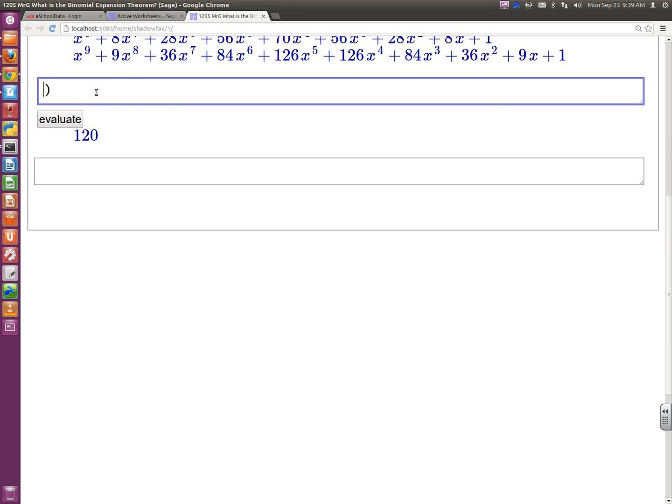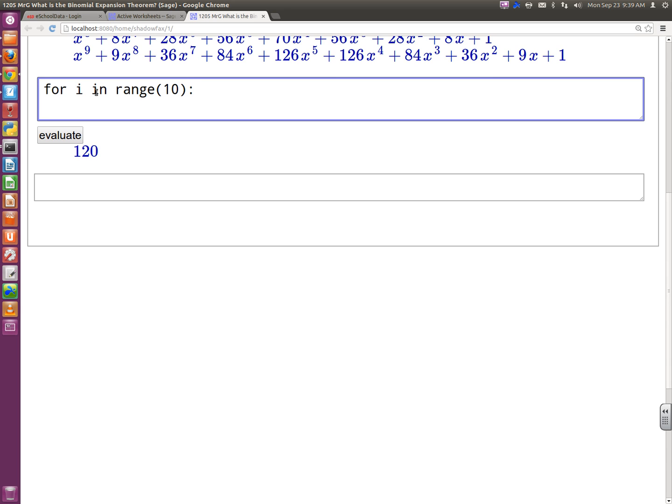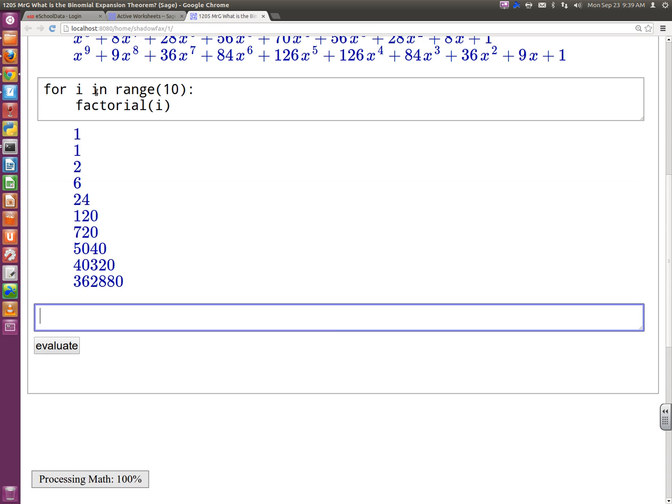So, let me get rid of that. How about for i in range(10)? What are the i values? Range 10 means 0 to 9, integers, right? So let me just print out the factorials of i. There they are. Notice it started with 0 factorial, right? Because range 10 starts at 0. So 0 factorial, 1 factorial, 2 factorial.